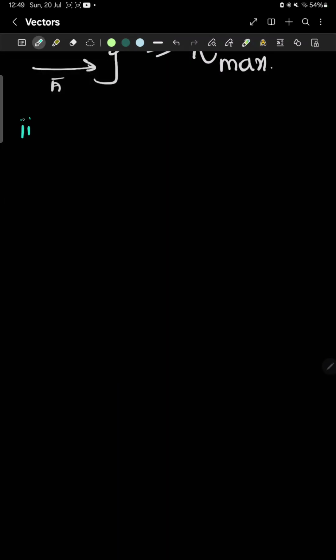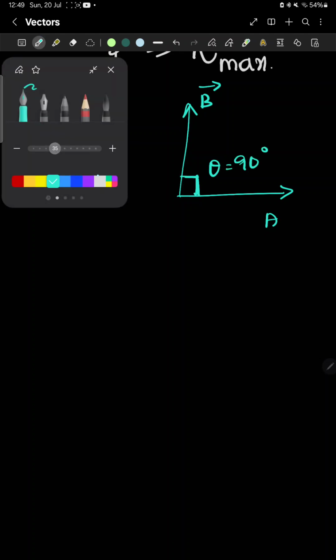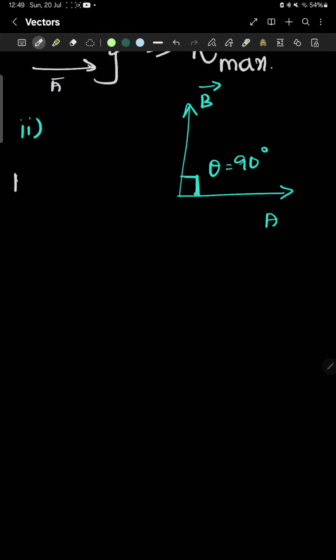Now let us see the next case. That means if the two vectors, a vector and b vector, are perpendicular to each other, that means the angle theta is equal to 90 degree. What about the resultant vector we get?